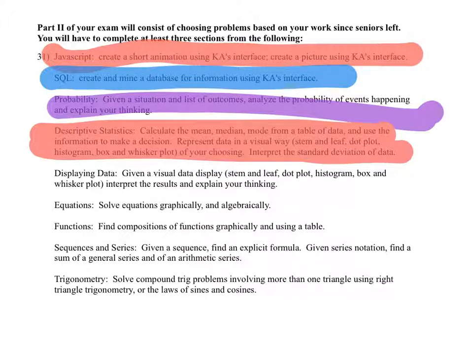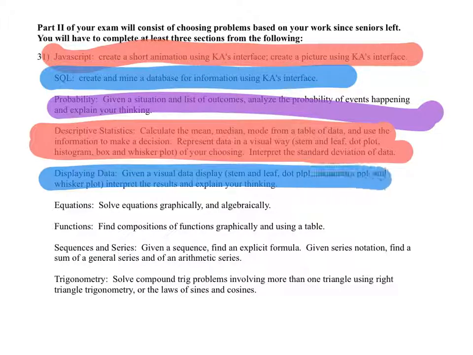In terms of displaying data, so given some kind of a graph, and I talk about specifically stem, leaf, dot plot, histogram, box and whisker plot, to interpret the results and explain your thinking. So if you were to go back through the sections on some of those things, that might make some sense of that.